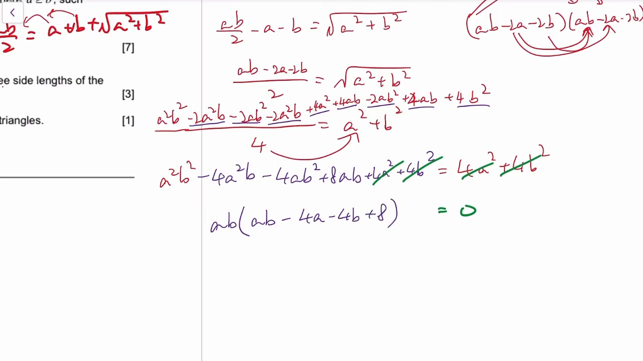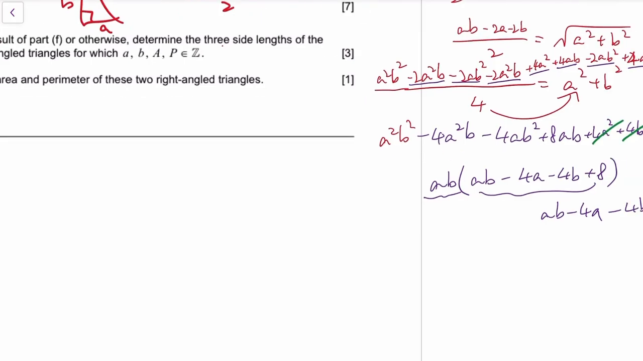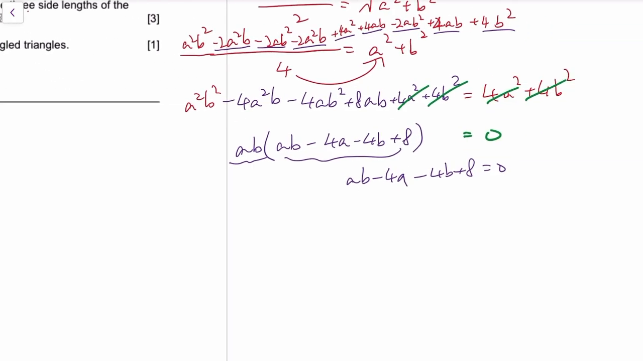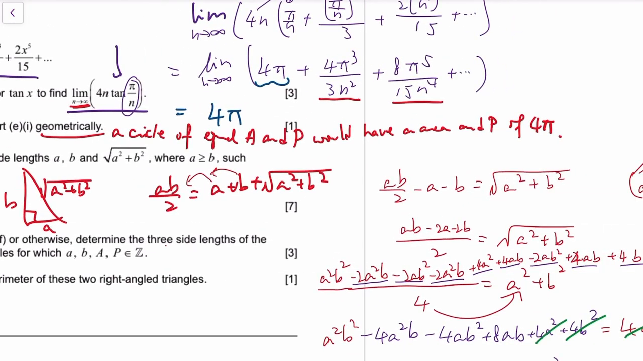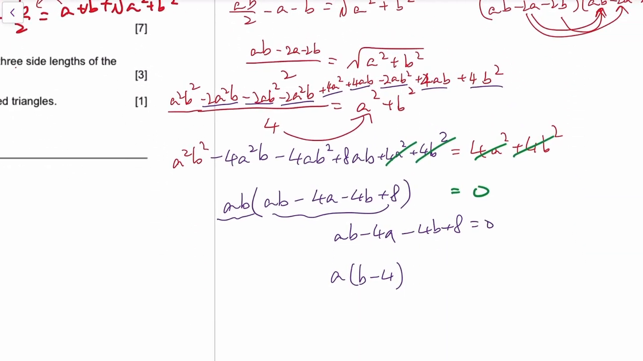Alright, so two things multiplied together to be 0. So either this is 0 or that's 0, but AB cannot be 0, they're the lengths. So we have this equal to 0. Should we take out A? Probably. So we factor A out here, B minus 4. That doesn't work. B minus 4. They have 8 though. Plus 4. Four B minus 8.